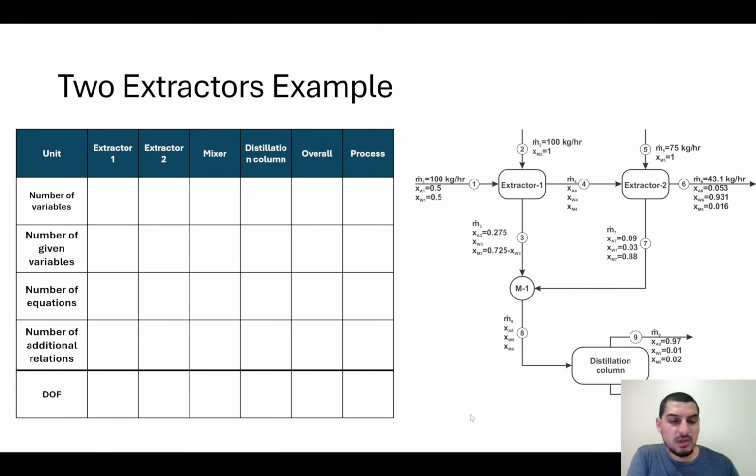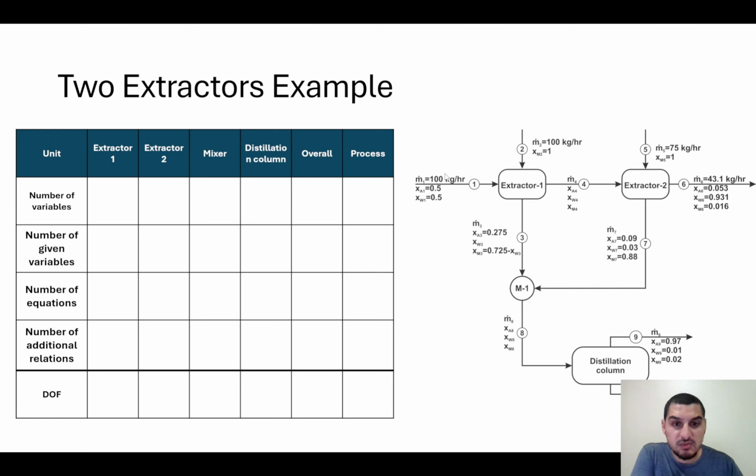Hello everybody. So we are solving some more examples here, and the example that we are going to see here is the example of the two extractors. For this example we have two extractors, one mixer and the distillation column, and we had a column for each one of them, and then we have the overall and the process.